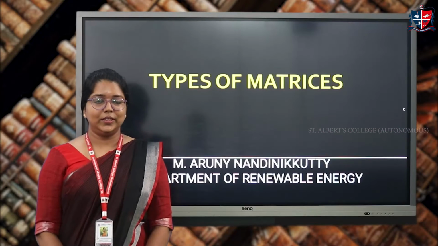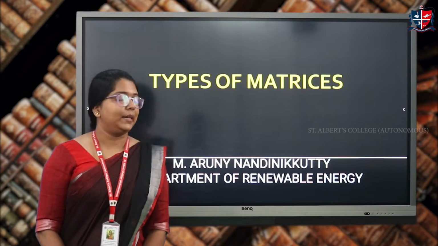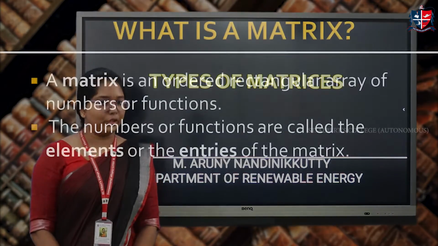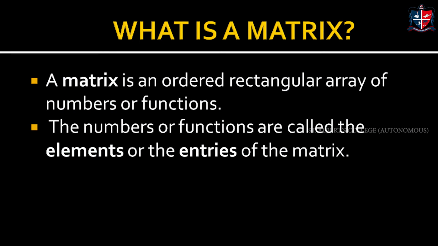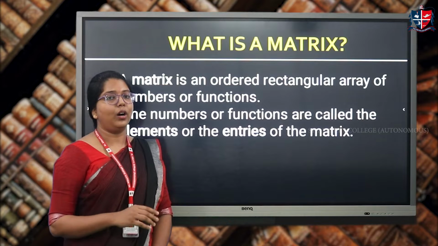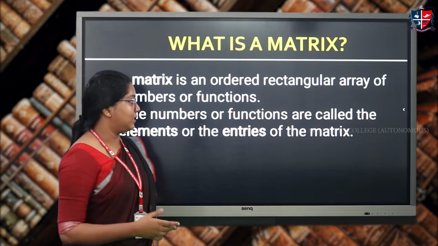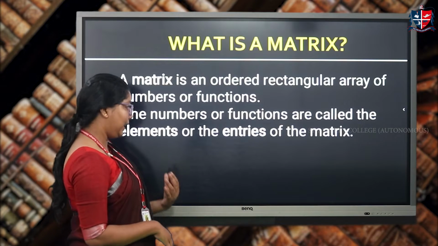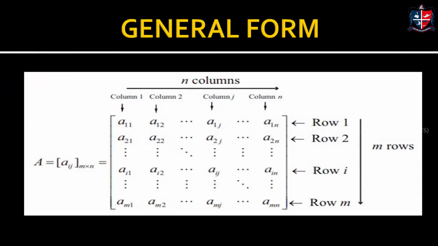Hello everyone. Today we are going to discuss different types of matrices. Before all else, we'll begin with the definition of a matrix. What is a matrix? A matrix is a rectangular array of numbers or functions. And the numbers or functions are called elements or entries of a matrix.